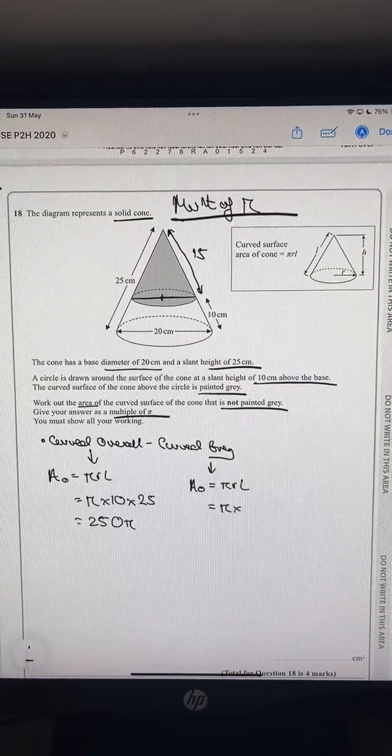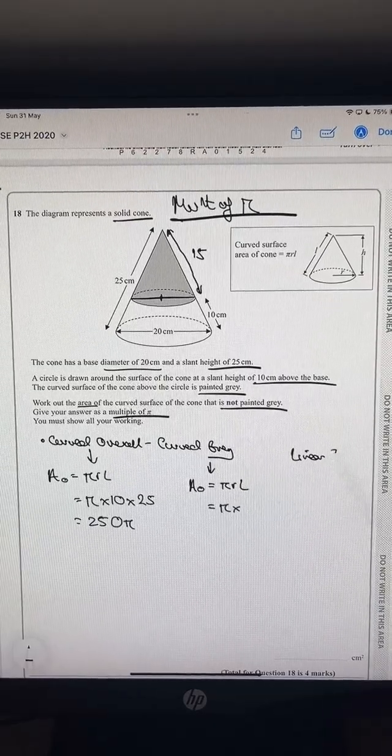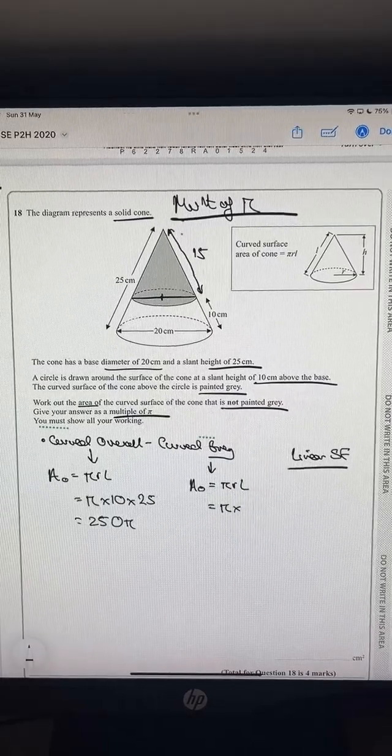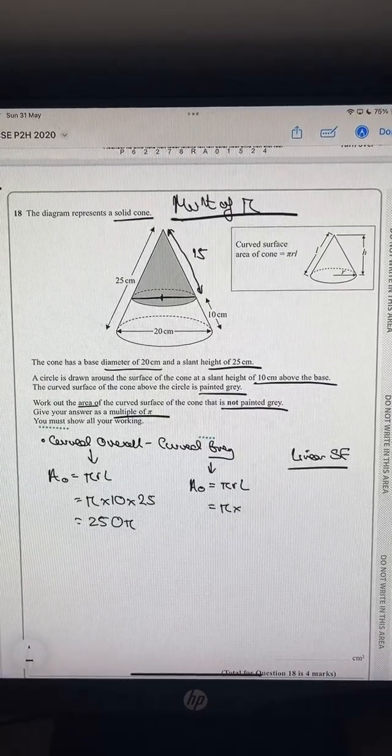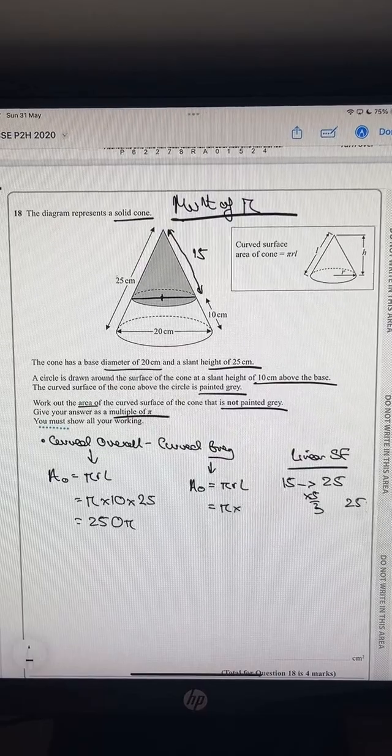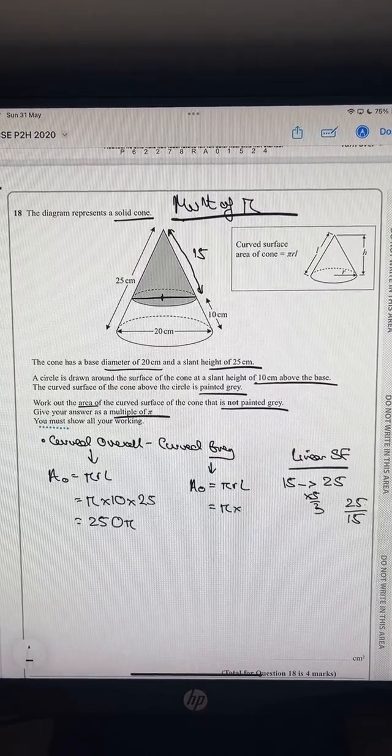So my linear scale factor, I'm going to put that on the side, and do write these down. Don't just magically make a scale factor appear. Show your working. You're going from 15 here on the small one to 25 on the large one. So from 15 to 25, you are just multiplying by 5 over 3. How do I know that? That's just 25 divided by 15, which gives you 5 over 3.